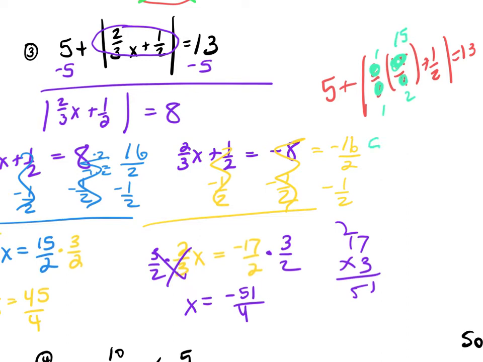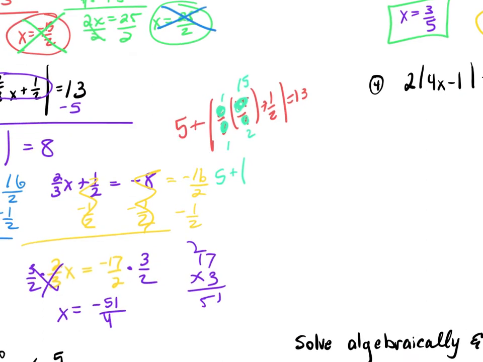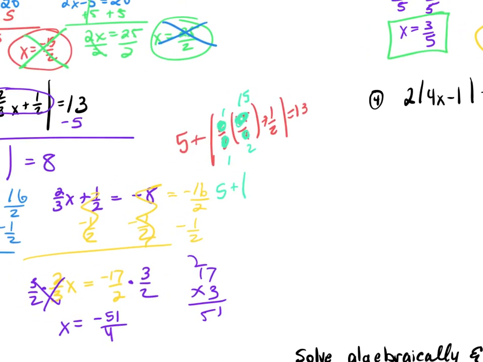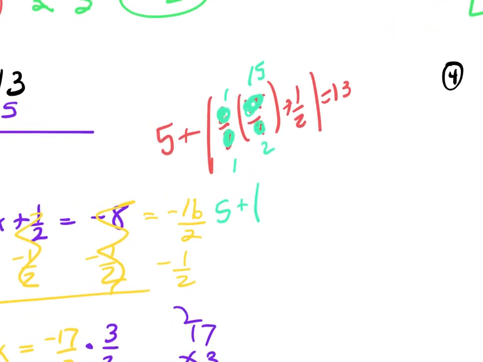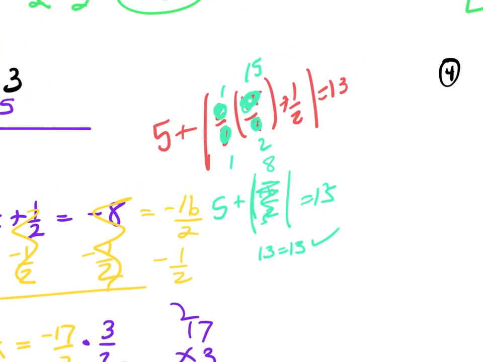Okay, so I have 5 plus the absolute value. What's 15 over 2 plus 1 over 2? 16 over 2 equals 13. What's 16 over 2? 8. What's 5 plus 8? Does 13 equal 13? Yeah. Yes, so this is a correct answer.